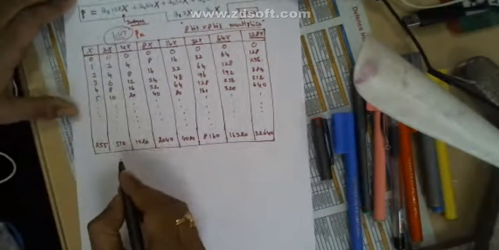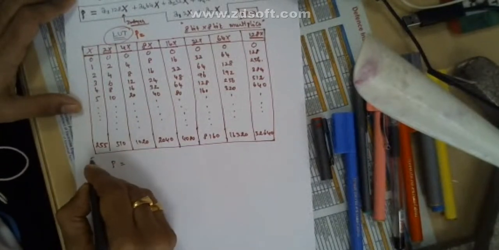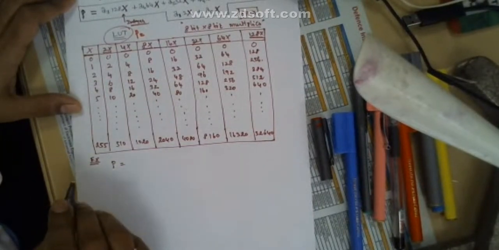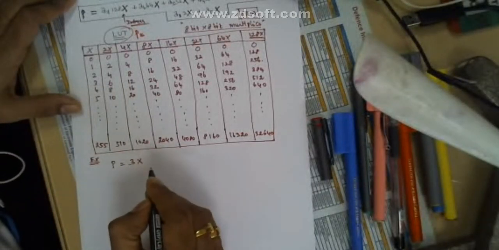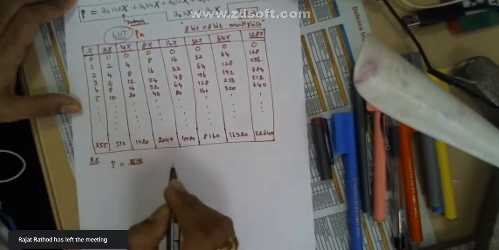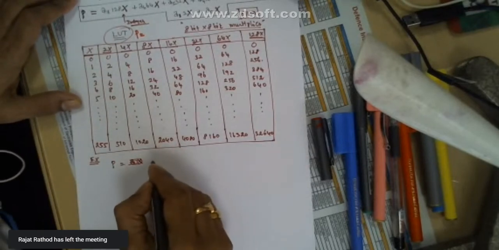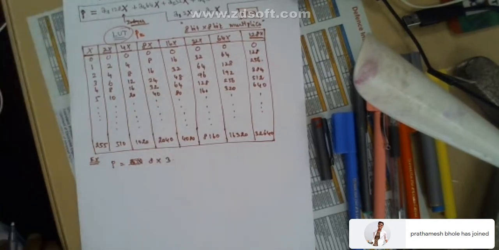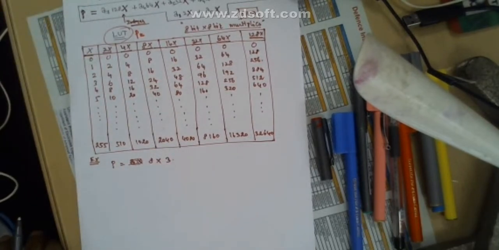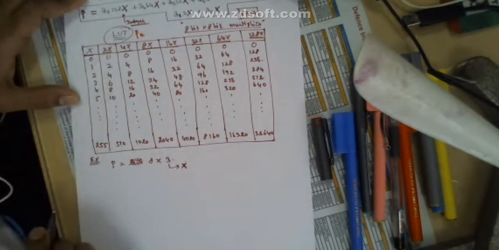So the idea is, suppose I want to multiply, as one example, P is equal to 8 into 3. I want to multiply 8 by 3. That is my intention. This is the x now, right?